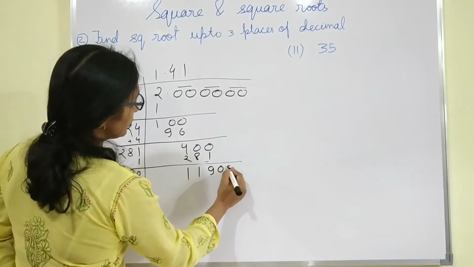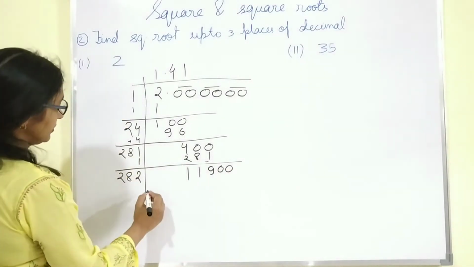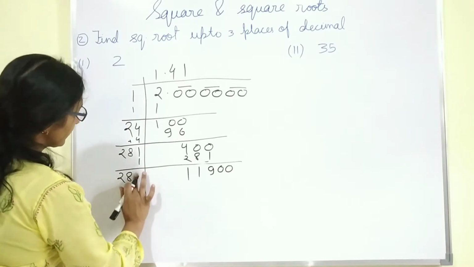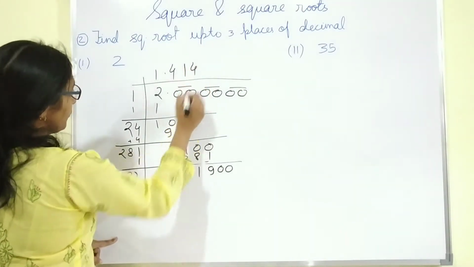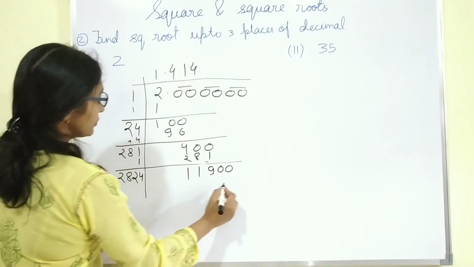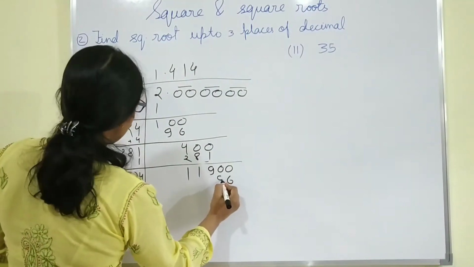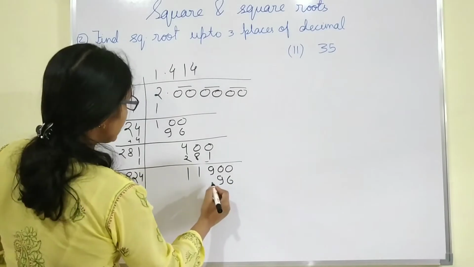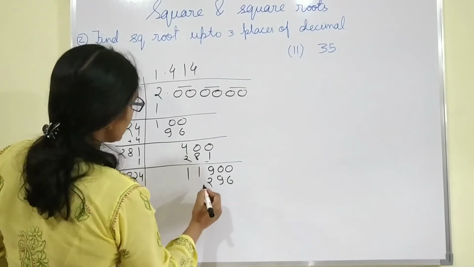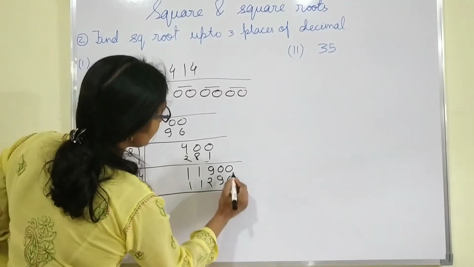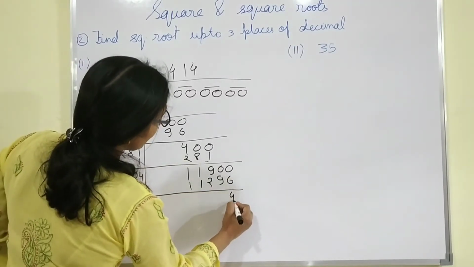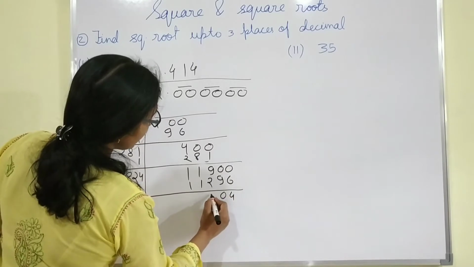So 2. Now 9. 1 and 1. Now carry 2 zeros. And again 4 4s are 16, 4 2s are 8 and 9, 4 8s are 32, 4 2s are 8, 9, 10, 11. Now subtract it. 4 0 6.